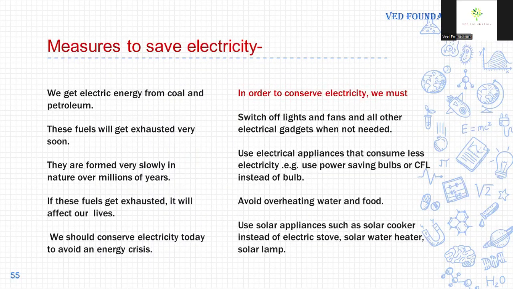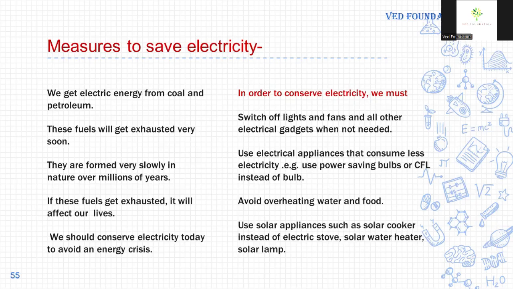Measures to save electricity. We get electric energy from coal and petroleum. These fuels will get exhausted very soon. They are formed very slowly in nature over millions of years. And if these fuels get exhausted, it will affect our life. So we should understand and conserve electricity today to avoid an energy crisis.